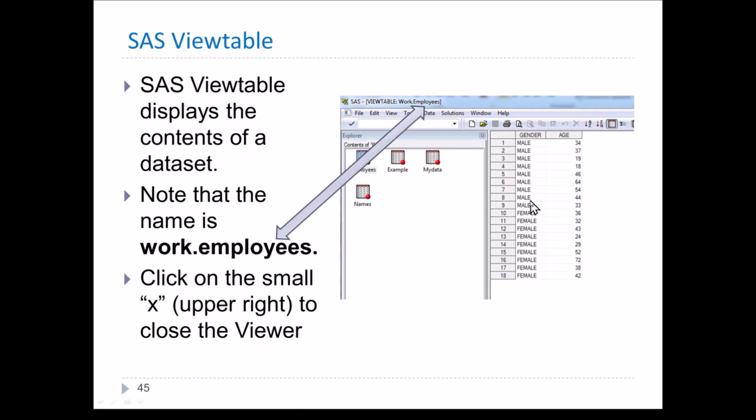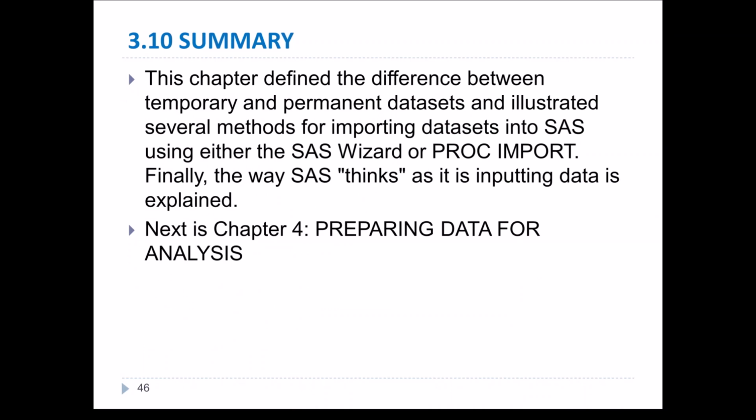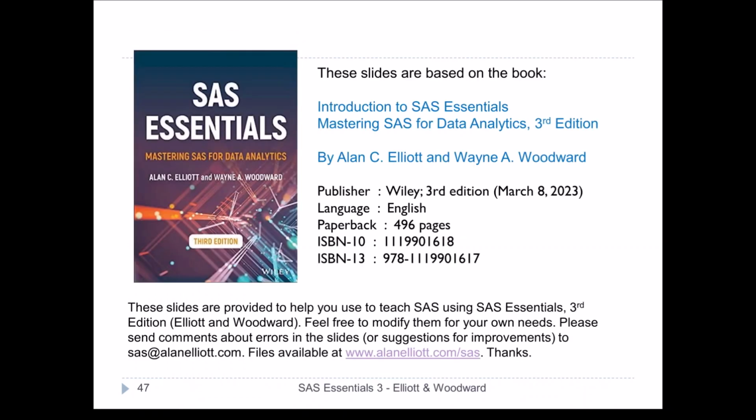Once you're finished looking at the view table, you can exit it by clicking on the small X at the upper right corner of the viewer. Don't click on the big one, that will close the entire program, but click on the small X to end the viewer. Okay, this ends this chapter. In the next chapter, we're going to look at preparing data for analysis by adding some other important information to the data step that allows us to manipulate our data within that data step.